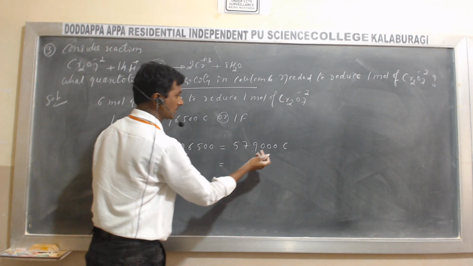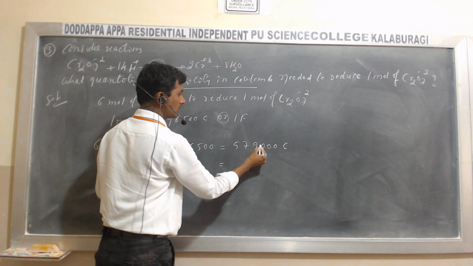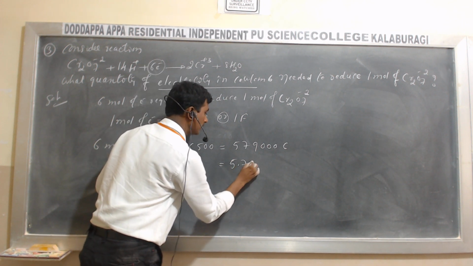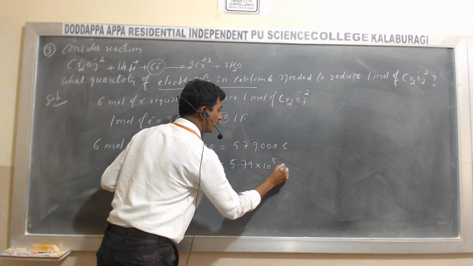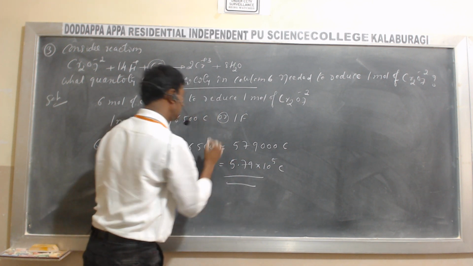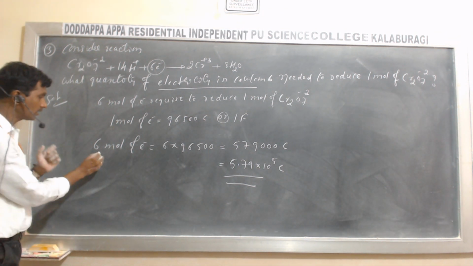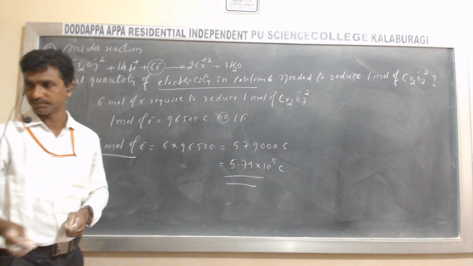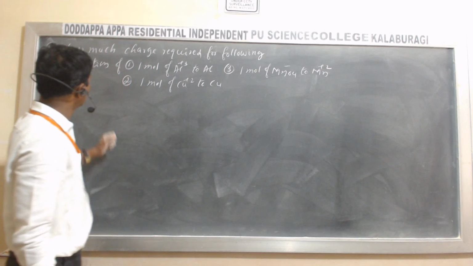Suppose you want the answer in powers, so you have to take 10 raised to 1, 10 raised to 2, 10 raised to 3, 10 raised to 4, 10 raised to 5. It is 5.79 into 10 to the power of 5 coulomb. So this is the charge required in coulomb for the reduction of 6 moles of electrons to get 1 mole of Cr2O7. Now the fourth example.